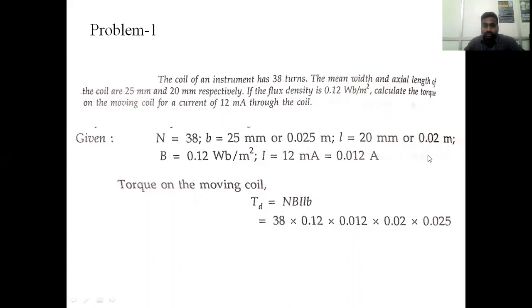Someone posted 2.73 into 10 to the power of minus 5, right? Anyone? Any other answers? 2.7 into 10 to the power of minus 5, it's right. Thank you for responding to the query. Does anyone else have any answers? You can post your query in the chat box, or you can switch on your mic and answer the question.